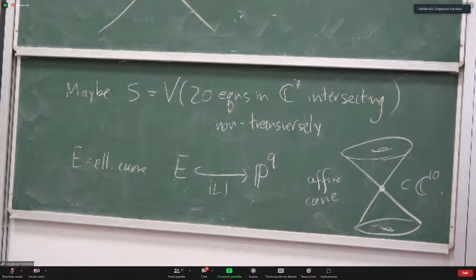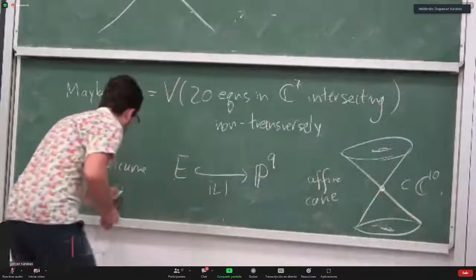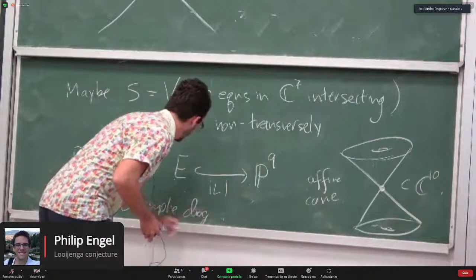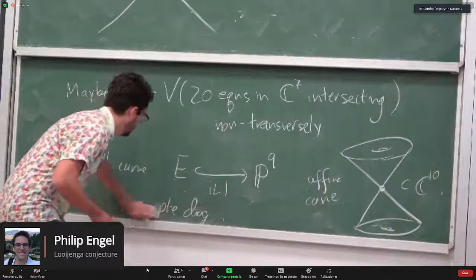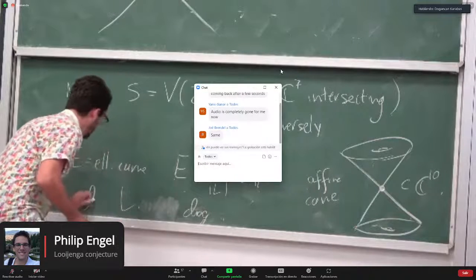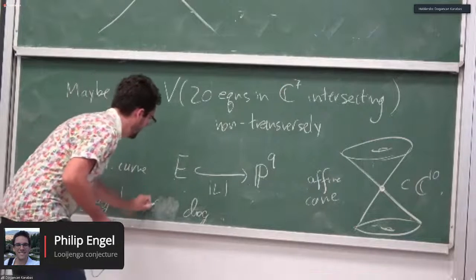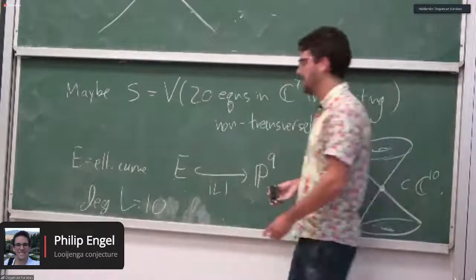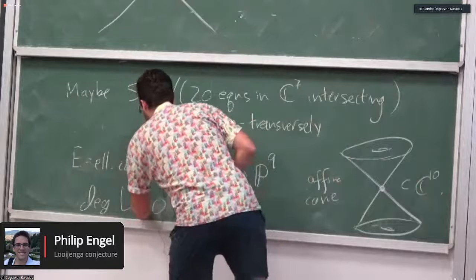Let's say where L is ample, and the degree, well, I don't need this condition because it's automatically ample. The degree of L is 10, let's say. So this is embedding by the sections of the line bundle L.